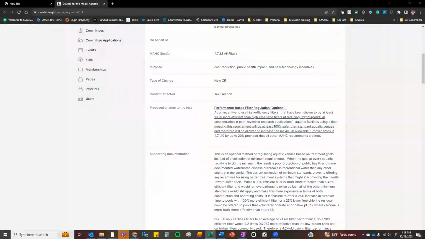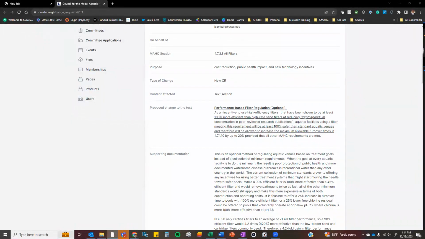I'm trying to pull up the MAC right now to look at this section. If somebody wants to volunteer to be the MAC librarian while I'm doing this, that would be great. Yeah, I could do that.